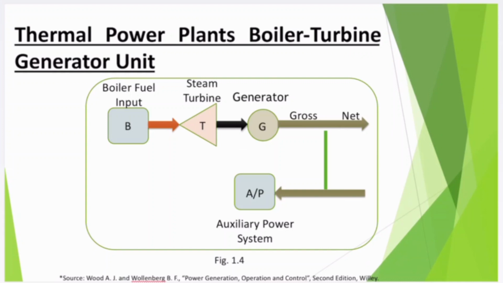Now, if you look at the thermal power plant boiler-turbine-generator unit, it's a very simple diagram. As you can see, we have a boiler. Through the boiler, there is an input to the generator, that is the steam turbine. Once you generate, you get net power, and some of the energy produced by the generator is also used for its own application, that is your auxiliary power systems.